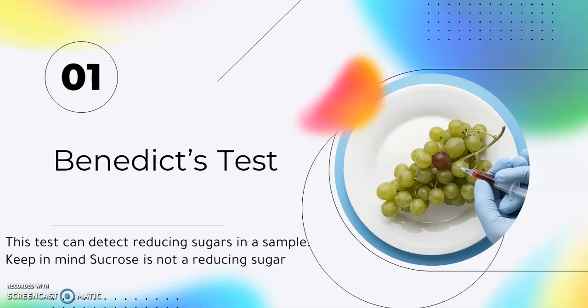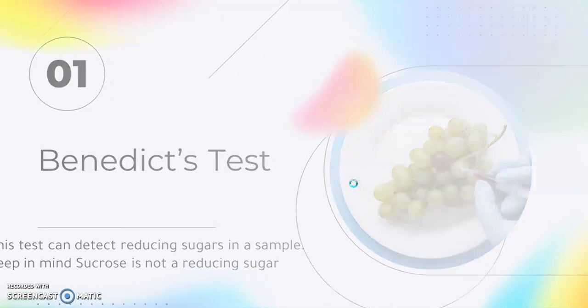In order to change sucrose to a reducing sugar, you should treat it with HCl, and then it changes into a reducing sugar, and then you can apply the Benedict test. So keep in mind that sucrose is not a reducing sugar. If you have a sample and you are in doubt whether it contains reducing sugars, you should go for the Benedict test.